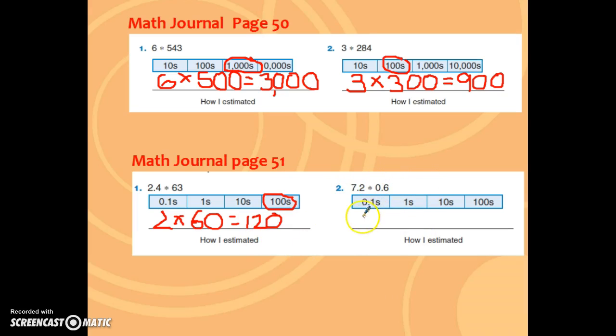Here I have two numbers with decimals. 7 and 2/10 is close to 7. 6/10 is pretty close to 1. 7 times 1 equals 7. So my answer should be in the ones place because my estimate is in the ones place.